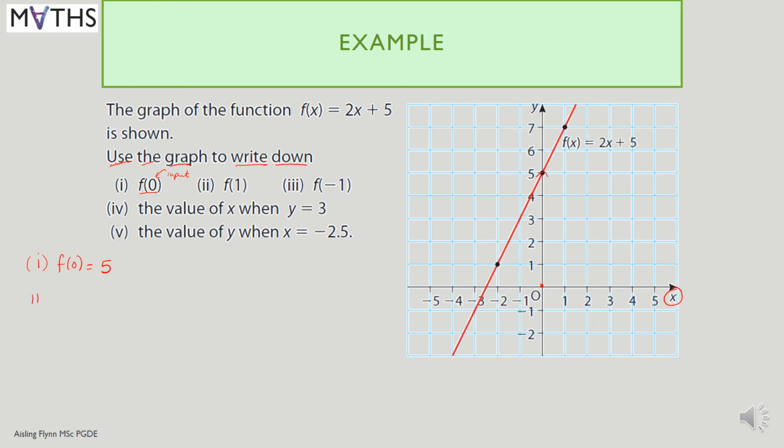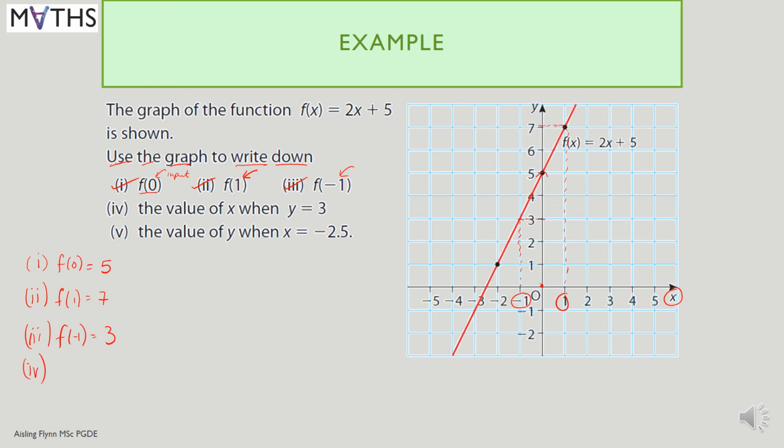And number 2, we're asked to find f of 1. So 1 is my input this time. 1 is here. And we'll go straight up, hit my line. What's the output for that? F of x is 7. So f of 1 equals 7. That's that one. And third one is f of minus 1. So minus 1 is an input again. Minus 1 is here. We go straight up till we hit the red line and across, and we see that the output would be 3. So the third part there, f of minus 1 equals 3.